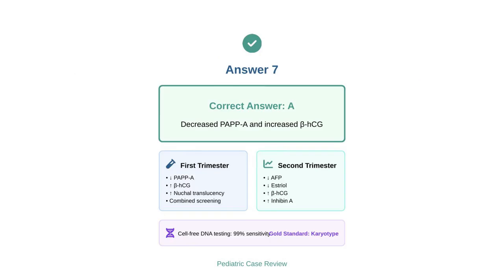First trimester Down syndrome screening shows decreased pregnancy-associated plasma protein A and increased beta-human chorionic gonadotropin, combined with increased nuchal translucency on ultrasound. Cell-free DNA testing offers 99% sensitivity. However, all positive screening tests require diagnostic confirmation through amniocentesis or chorionic villus sampling for definitive karyotype analysis.